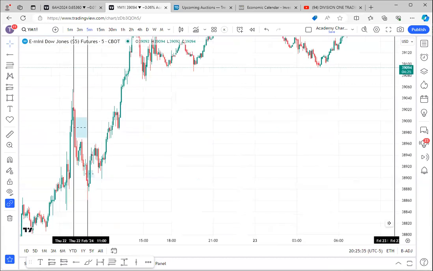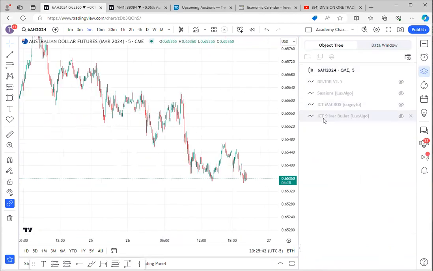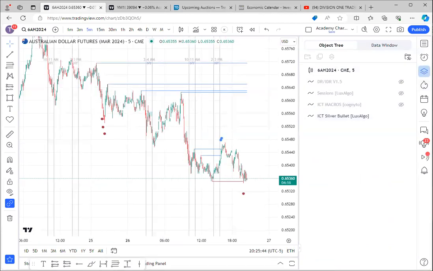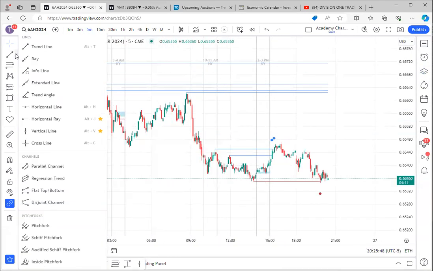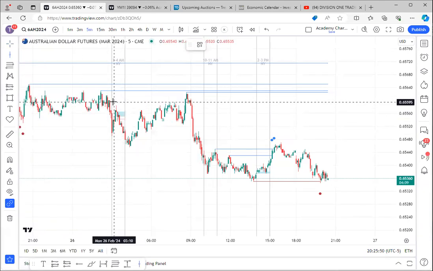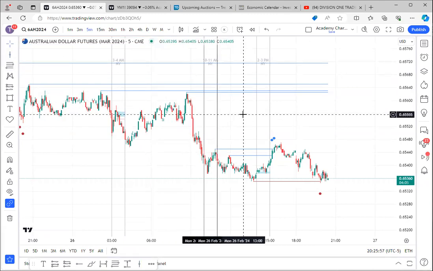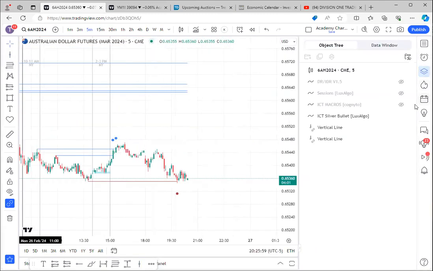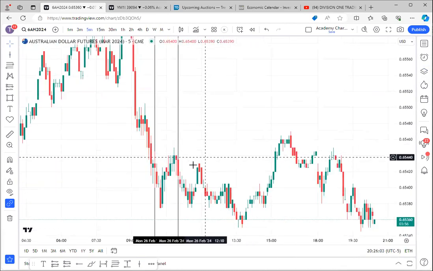So let's go over the AUD pair. And again, what are your training wheels? This ICT Silver Bullet Lux Algo indicator. Today we're just covering, since this is an AUD pair, I'd like to do the 3 to 4 a.m. But just to stick to it, we'll just talk about New York. So I'd be looking at this on a 5-minute chart, and I'd be looking for a fair value gap to form.